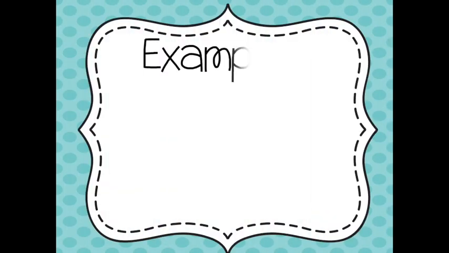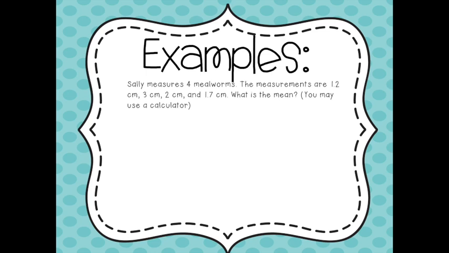Now let's do some examples of mean first, and then we'll do some median at the end. So here is a story. We got Sally here, and she measured 4 mealworms. Her measurements are 1.2 centimeters, 3 centimeters, 2 centimeters, and 1.7 centimeters. What is the mean? You may use your calculator.